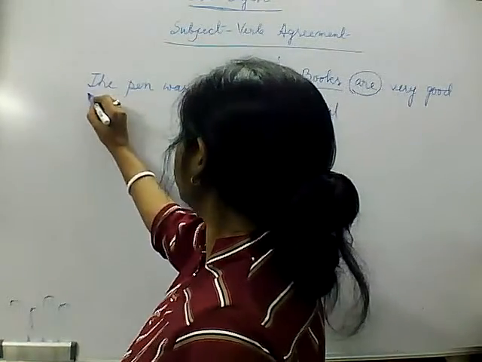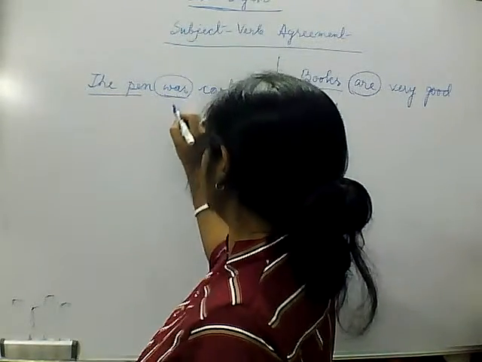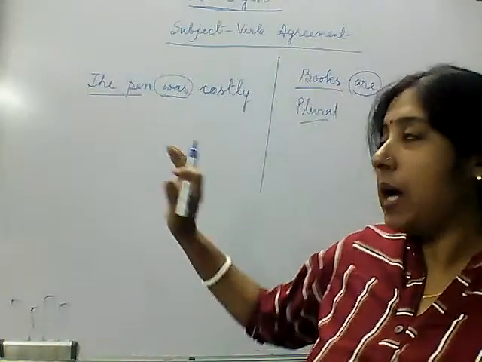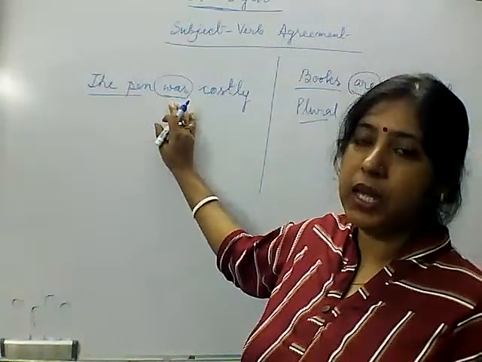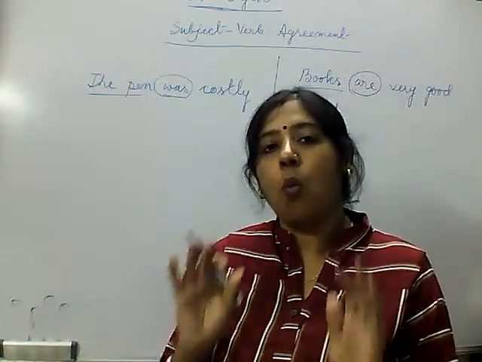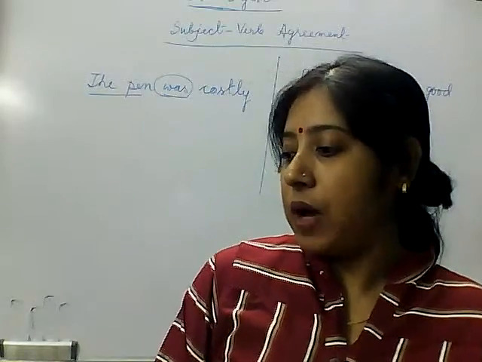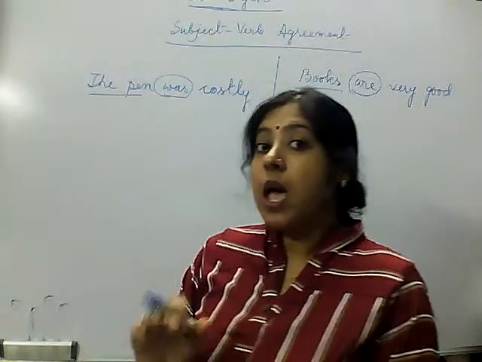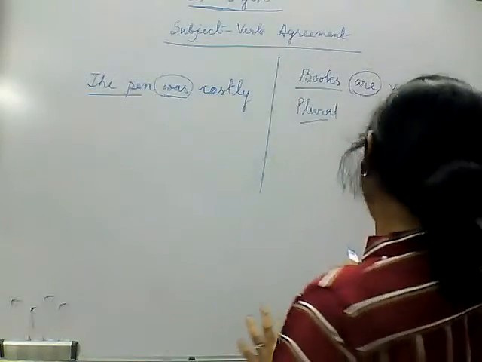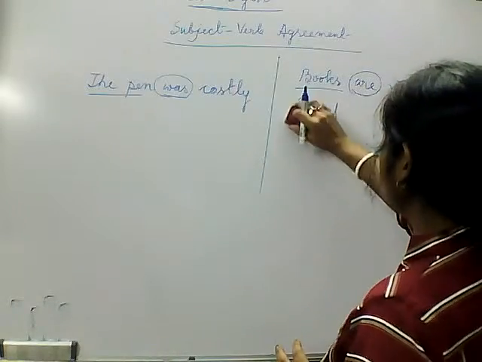I have written, the pen was costly. It is in past tense, past tense singular form. Okay? It always uses was. If it is past tense singular form, you will use was. And for past tense plural form, if I write here, the pen was costly.